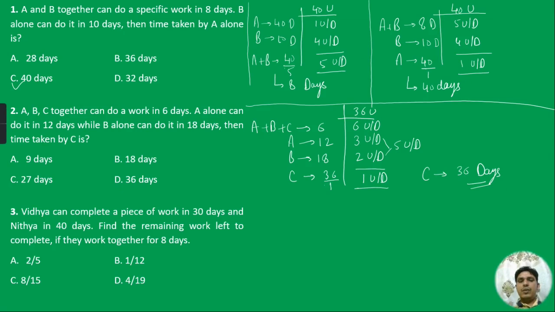Right? Okay, so the answer of this question will be 36. Coming to the next question, question number 3. The question says that Vidya can complete a piece of work in 30 days, Nitya in 40 days. Find the remaining work left to complete if they have worked for 8 days.